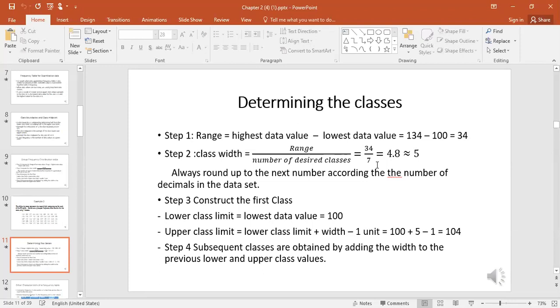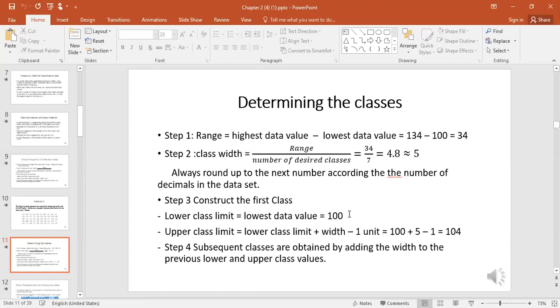When we deal with whole numbers, we round up to the next whole number. If we deal with decimal numbers, we round up to the next decimal number. If it is 1 decimal, we round to the next 1 decimal. If it is 2 decimals, we round to the next 2 decimals. I am referring to the data values here. So we have a width of 5. Now we'll go back to the data values.